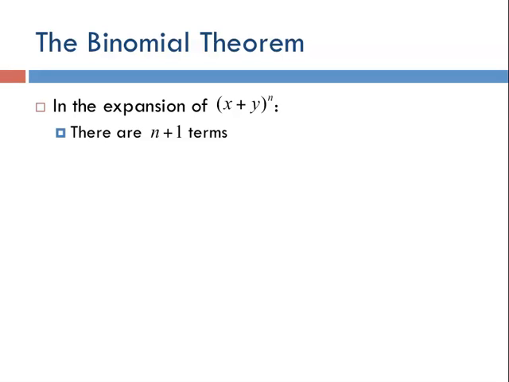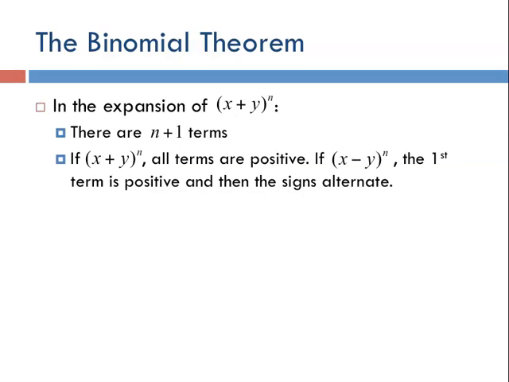Now, if you have x plus y to the n, all terms are going to be positive, so you don't have to worry about that. However, if you have x minus y to the nth power, then it's going to alternate. The first term is positive, the second term is negative, the third term positive, and so on until you get to the end. So if it's x plus y to the n, all the terms are positive. If it's x minus y to the n, the terms alternate, starting with the first term being positive.